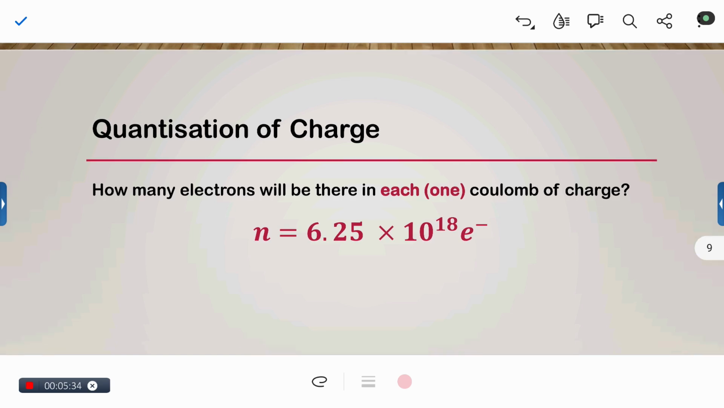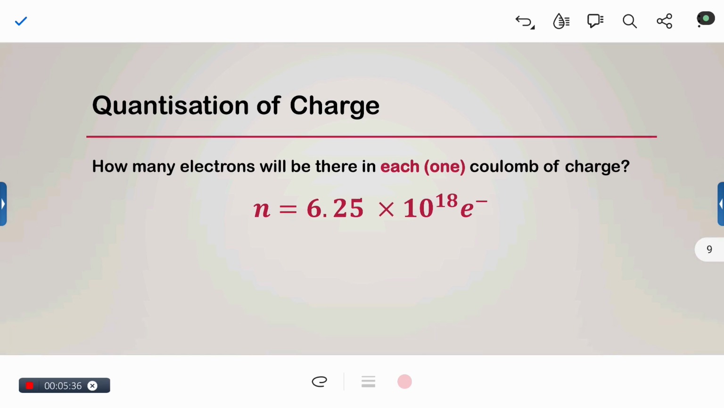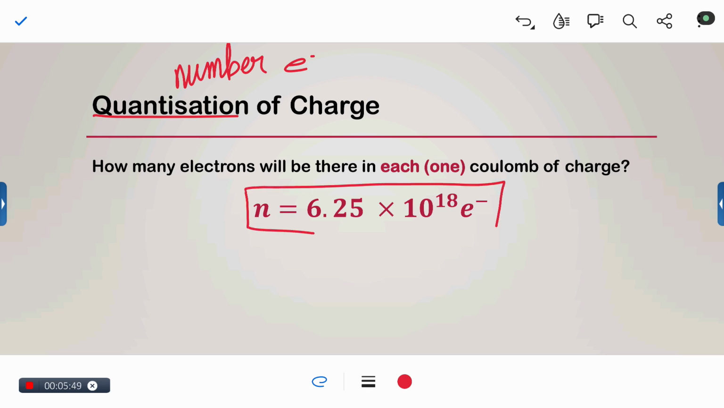Next, quantization of charge. As I said earlier, quantization is nothing but the number. You are going to calculate how many electrons there are in 1 coulomb of charge. In 1 coulomb of charge, how many electrons are there?